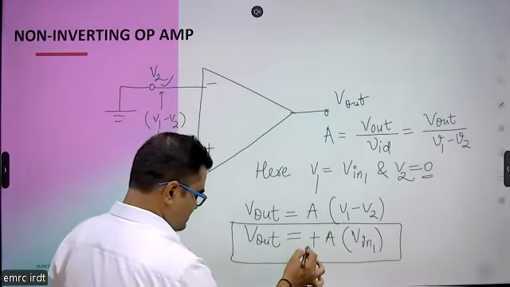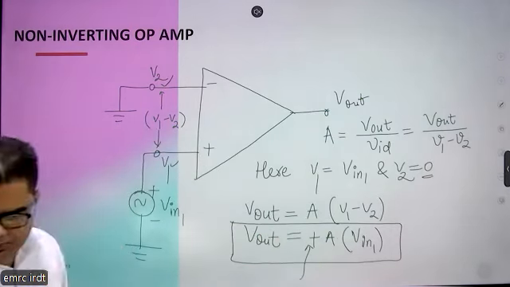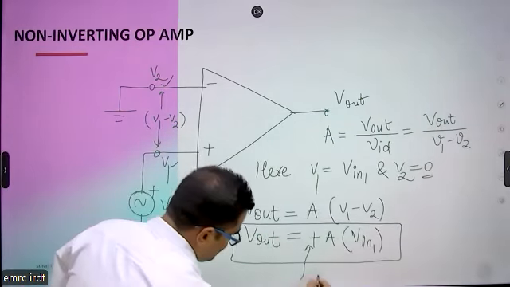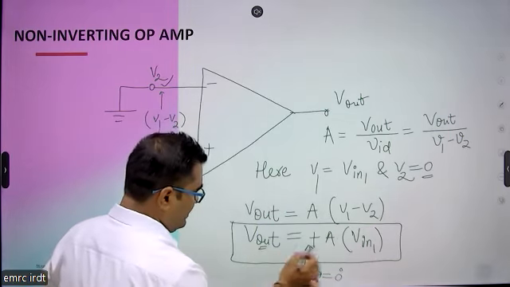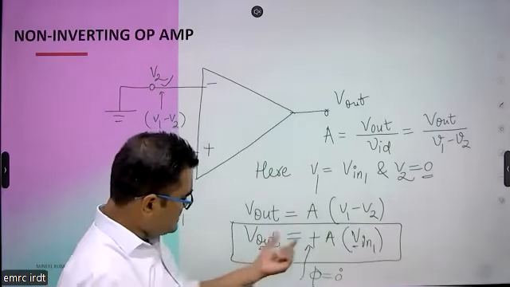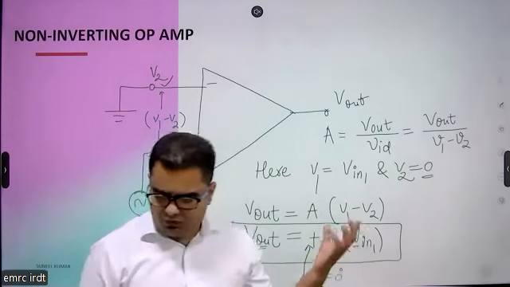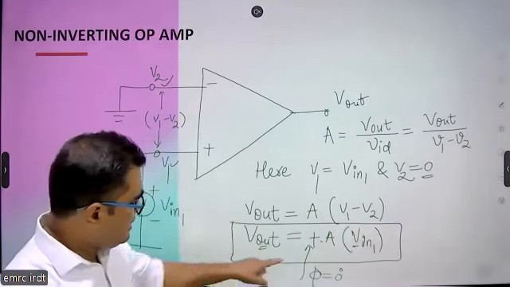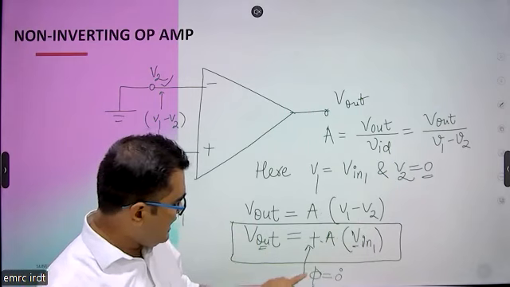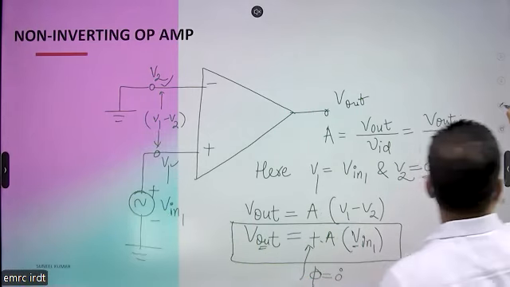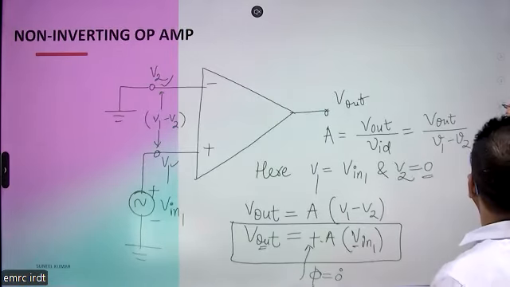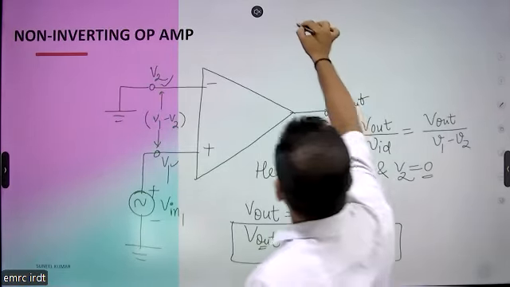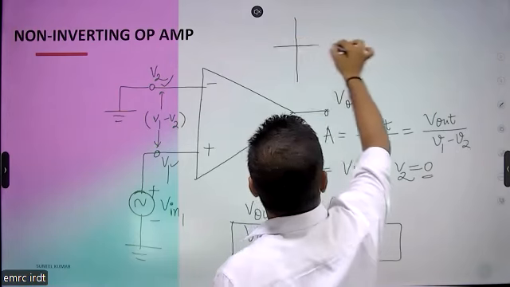So what does this plus sign represent? This represents that there is no phase shift between input and output. The output is A times larger than V input 1, meaning the signal is amplified, but these two signals are in phase. So we can write here, suppose this is the input.